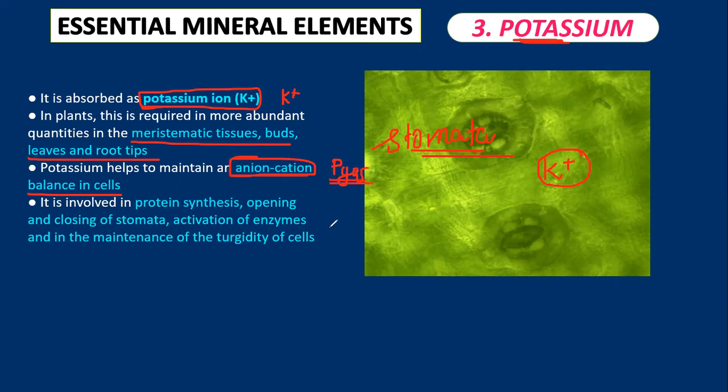Name the mineral element in plant which balances the anions and cations. Potassium. It is required in protein synthesis. Very important points I'm telling. It is required in protein synthesis, opening and closing of stomata, activation of the enzymes, and maintenance of the turgidity of the cell.